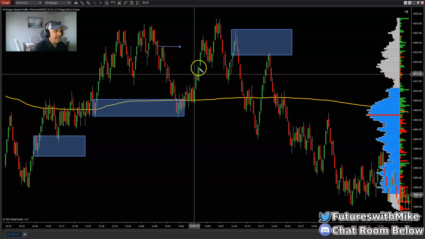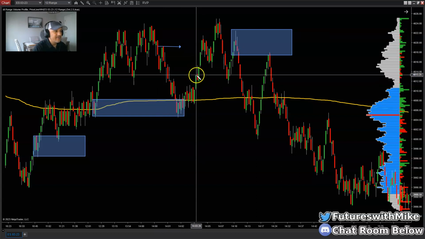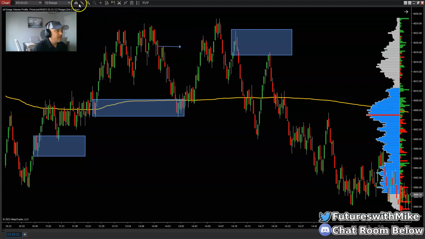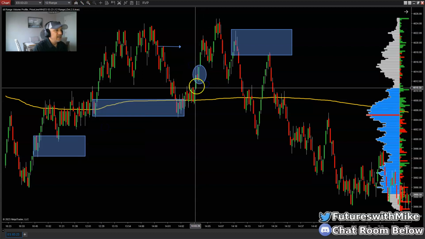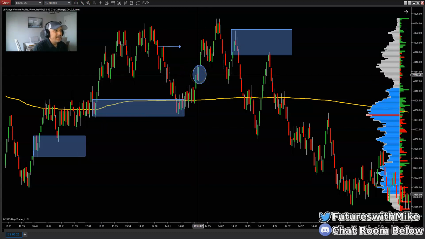When it did that, what did it do? It left behind an area of demand right here. So pay attention. I'm going to take that and mark it with an ellipse, just like that. So, leaving behind an area of demand.